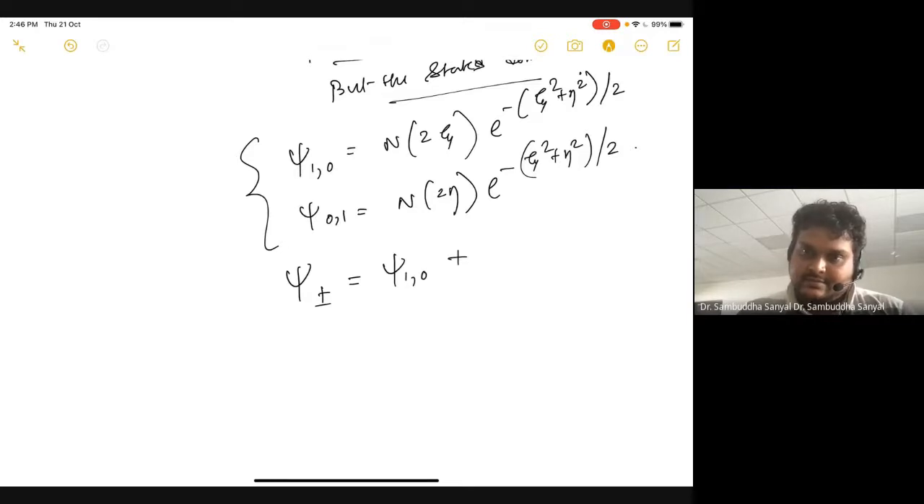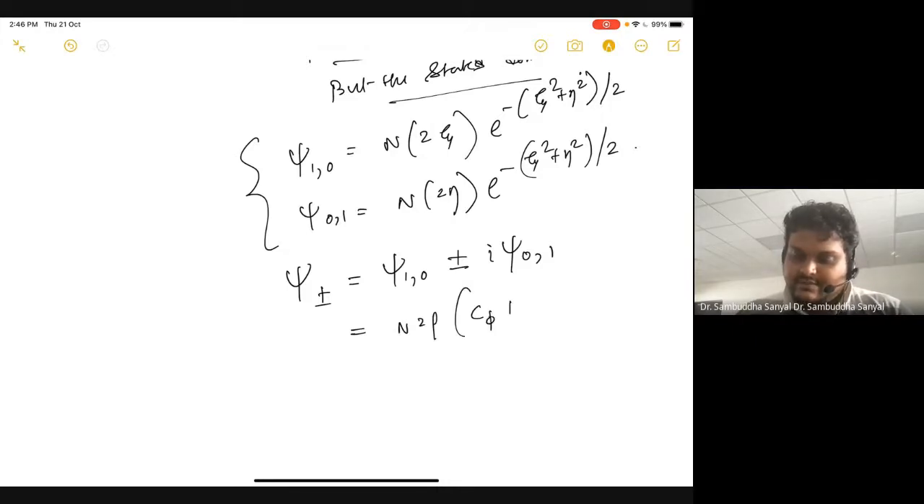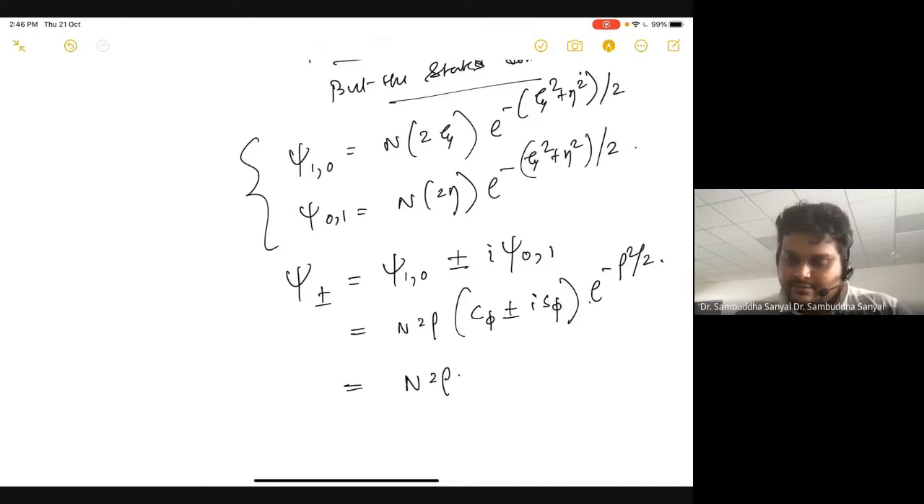Psi10 plus minus i psi01, some combination. We want to get two wave functions because there are two. And then you get n2 rho (cos phi plus minus i sin phi) and you get e to the power minus rho squared. Now I am going to the polar coordinate and I will get n2 rho e to the power plus minus i phi e to the power minus rho squared by 2.